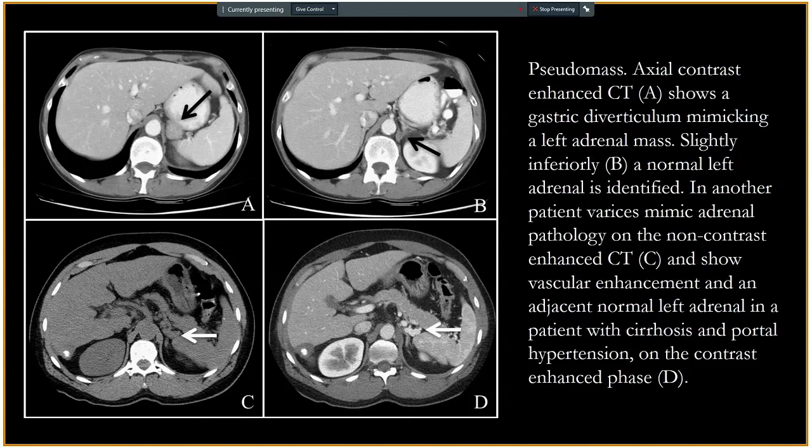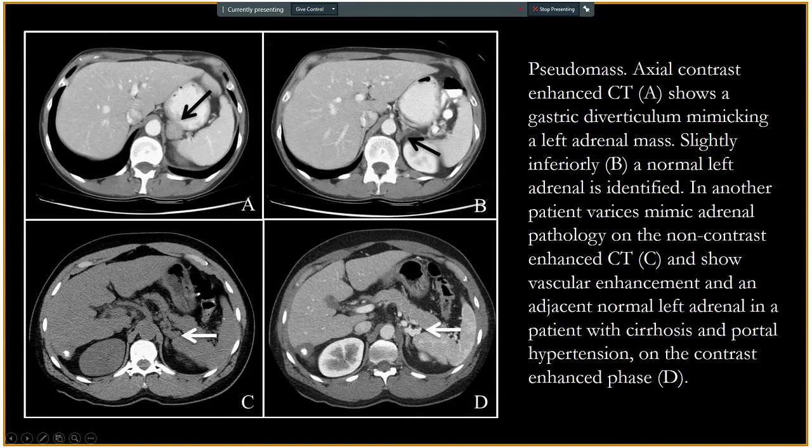Okay, so next we'll talk about pseudomasses. These are things that may look like adrenal tumors, but they are not adrenal tumors. So what else can look like an adrenal tumor? Look at this. This here looks like an enhancing mass arising from the left adrenal, but is in fact a gastric diverticulum. More inferiorly, we see the normal left adrenal. Another patient here, it looks like a nodular appearance of the left adrenal, but it turns out these are collateral vessels in a cirrhotic patient.